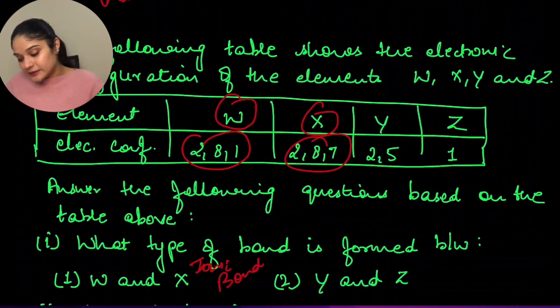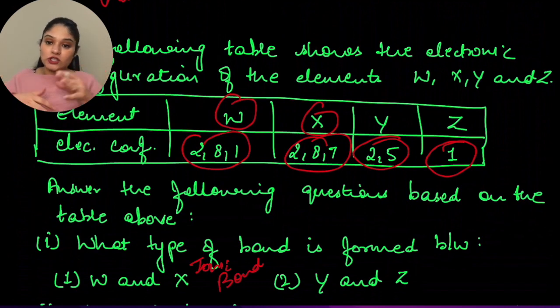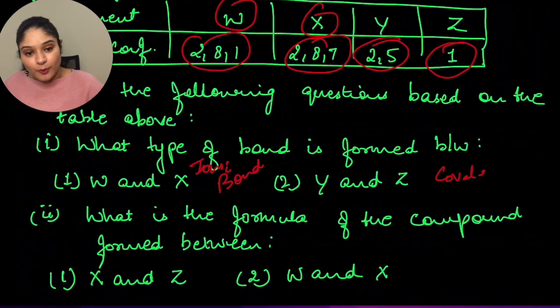Then next is Y and Z. So where is Y? Y is this and Z is this. So you'll have a covalent bond here, because you can have about 3 Z's combined with a Y, and they can share one electron each. So both of them will be satisfied. So in this case, the answer will be covalent bond. Let's move to the next one.